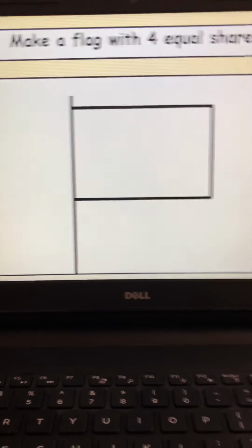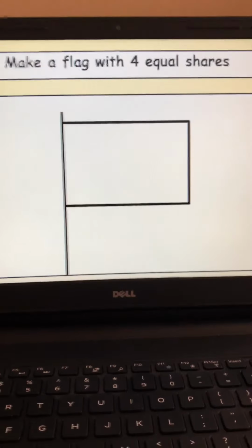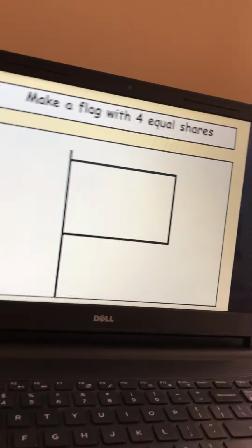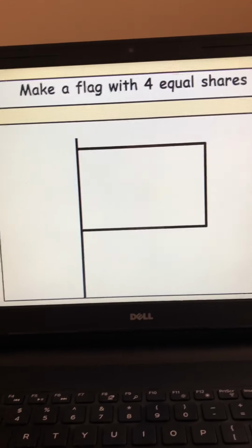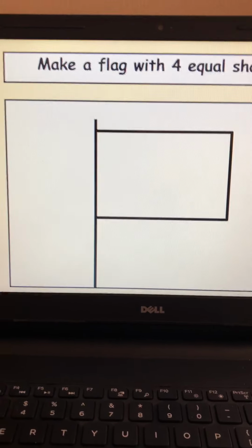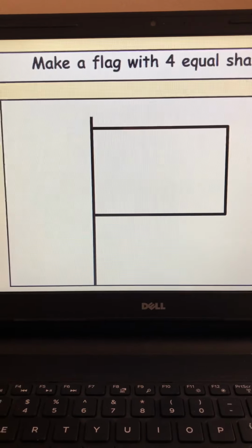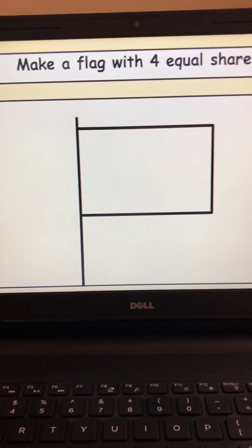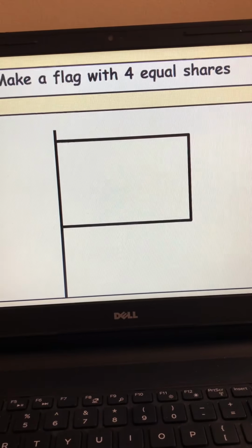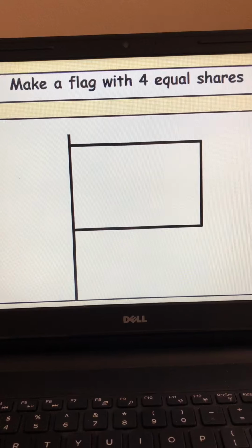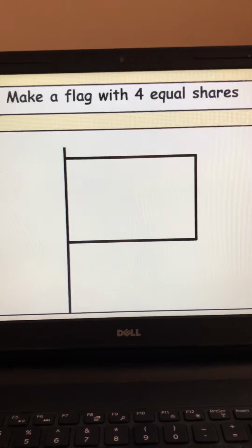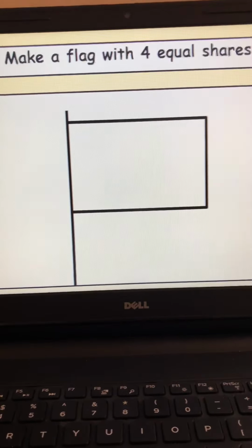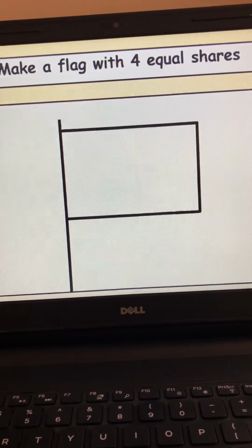All right, and then it says here, make a flag with 4 equal shares. So go ahead and get your Show Me out or a piece of paper to draw this on. That's what I'm getting right now, getting my iPad out. And again, it says make a flag with 4 equal shares. Now, there's a few ways you could do this. See if you can come up with one of them. Draw the flag and then cut it into 4 equal shares.